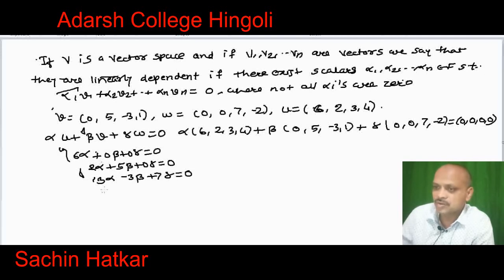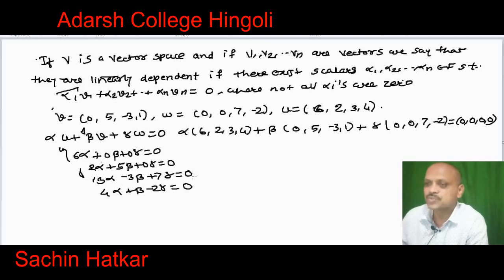Fourth equation, 4 alpha plus beta minus 2 gamma equal to 0. So we have these four equations. Now from this first equation, you can see that we can calculate the value of alpha. Now we get the value of alpha equal to 0.